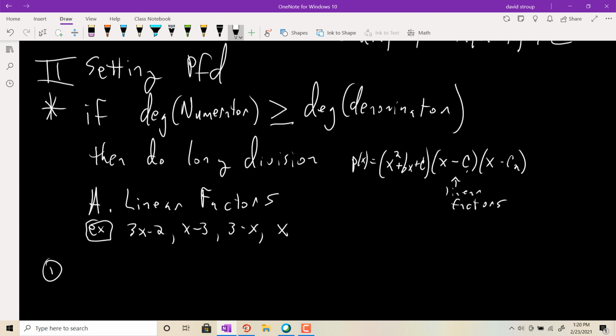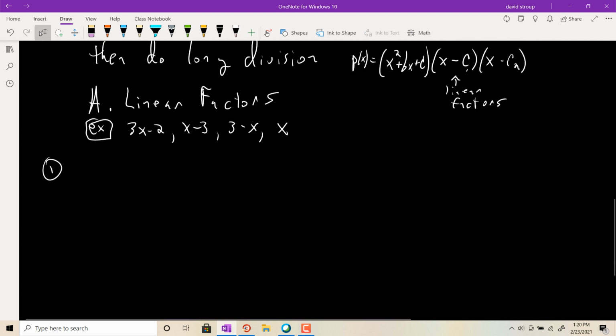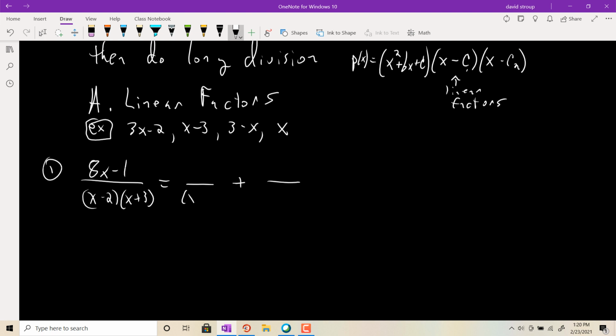Okay, so let's take a look at some examples of setting these up. Let's say our integrand is 8x minus 1 all over x minus 2 times x plus 3. What we're going to do is set it up into two fractions, and each fraction gets one of the factors. So we'll put the x minus 2 in the first one, don't need parentheses, and the x plus 3 in the second one. And the numerators, I put A and then B.